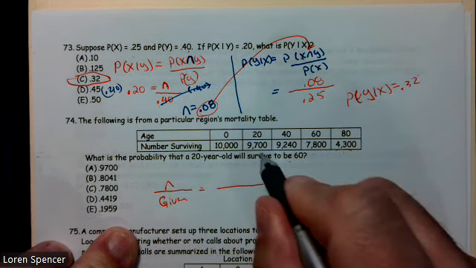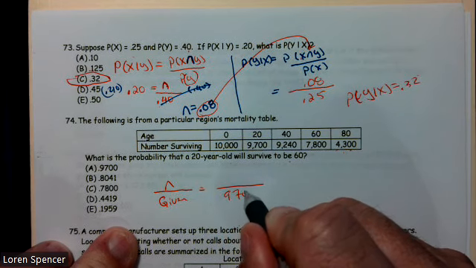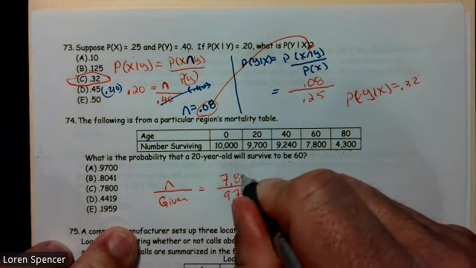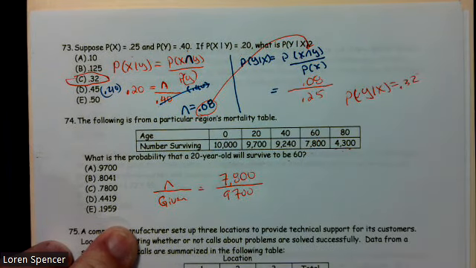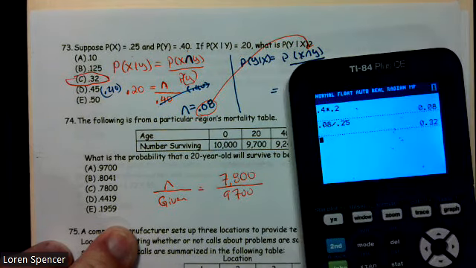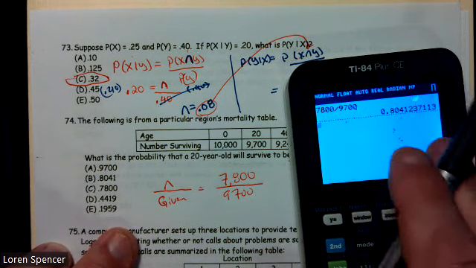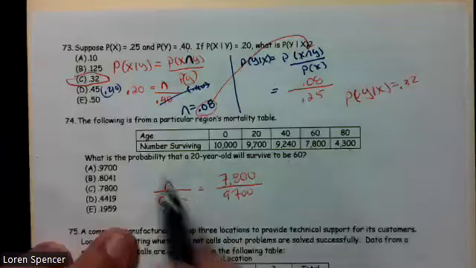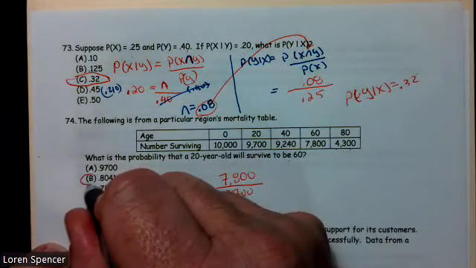well, 9,700 live to 20. Of that, 7,800 live to be 60. So 7,800 divided by 9,700 equals 0.8041. So my answer choice to 74 is B.